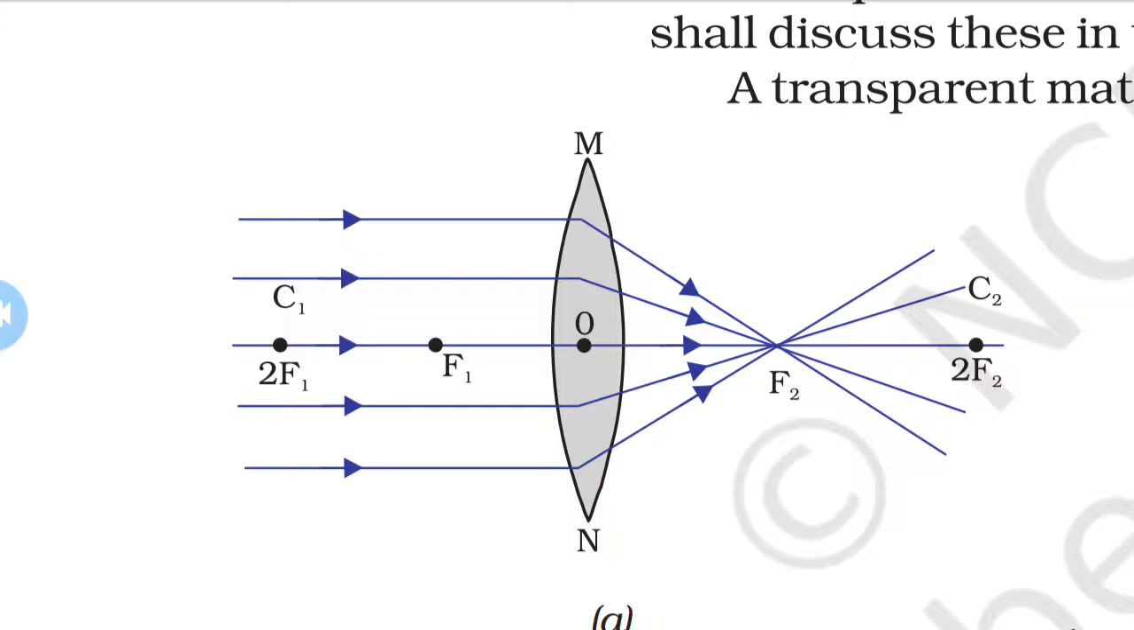Now focal length. The distance of the principal focus from the optical center of a lens is called the focal length, small f, of the lens. Here the distance between O and F1 is called the focal length f1, and the distance between O and F2 is called the focal length f2.